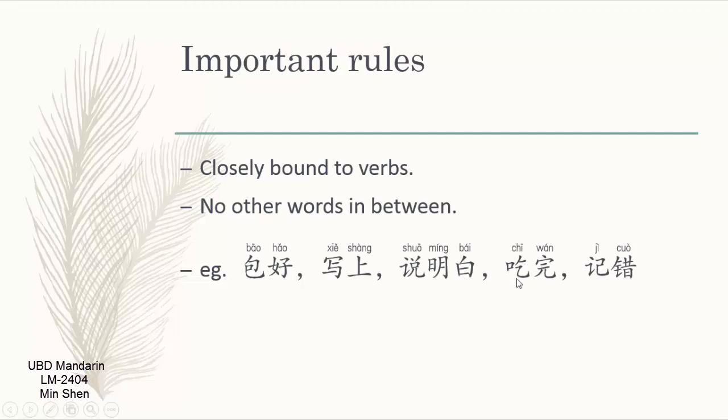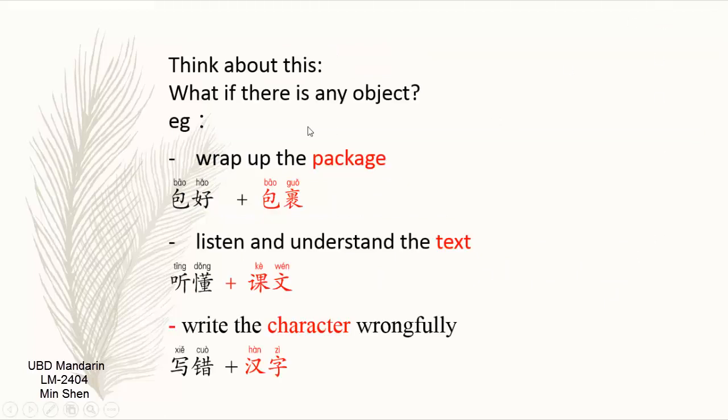吃完, you eat until the result is completed, finished. 记错, remember is the action, try to remember or memorize. The result is wrong. So we can see between the verb and the resultative complement, there's nothing in between. And we look at the question now.